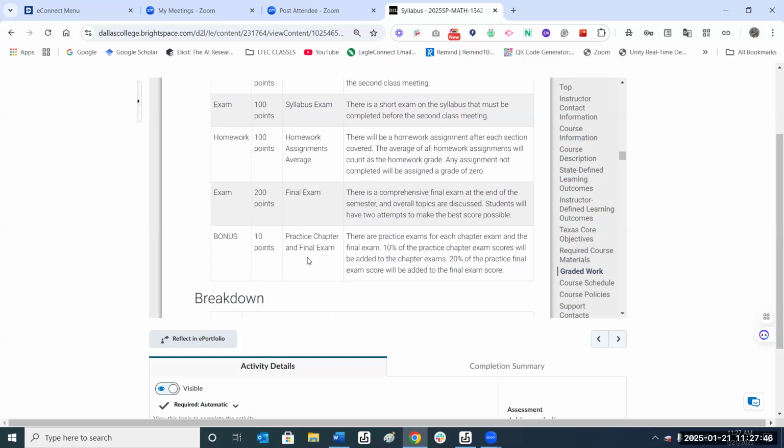Every chapter will have a practice exam. You can take it as many times as you want to. I only keep the best score. 10% of your practice exam score will be bonus points added to your test.